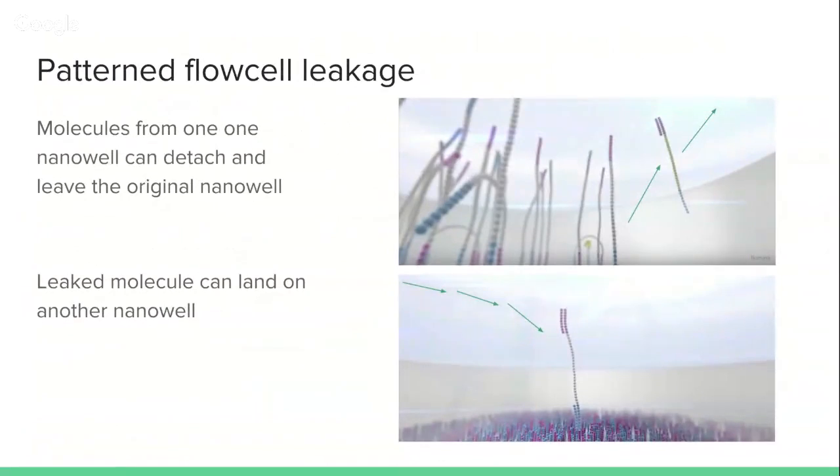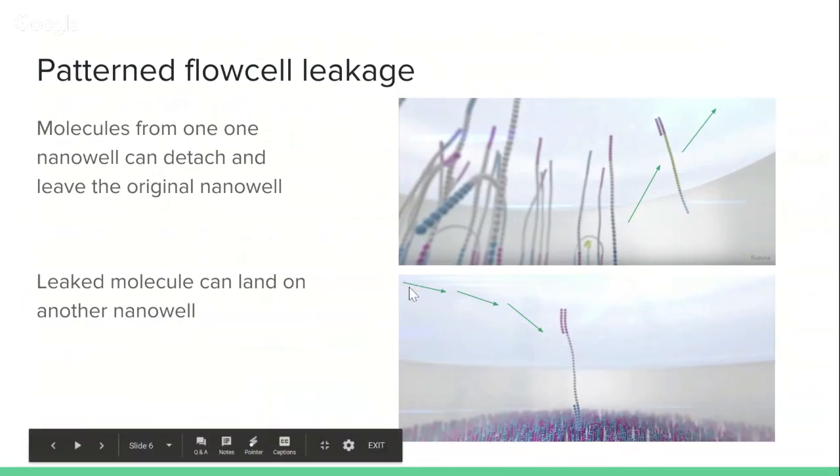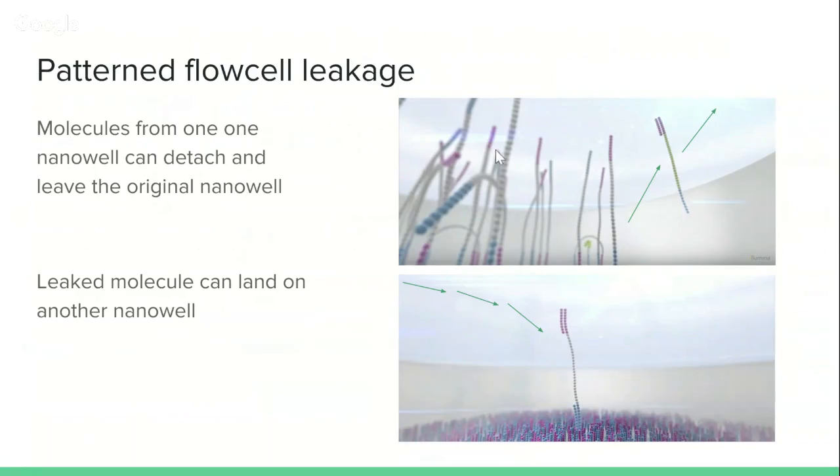What was discovered is that in the process of the molecules landing on a nanowell, as seen here, they have all these primers where they can hybridize. They would land and grow and produce copies. There is a small probability of one of these copies or the original copy detaching itself from the nanowell it started growing into and then landing on a different nanowell. And when it landed, it could cause problems like duplicates and other problems.